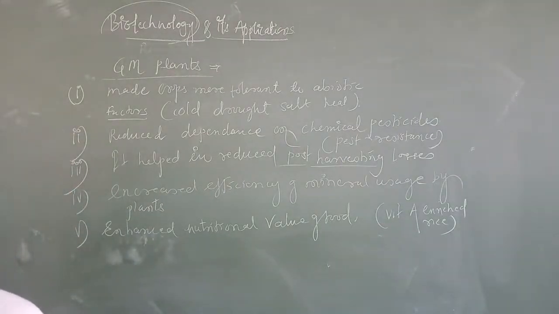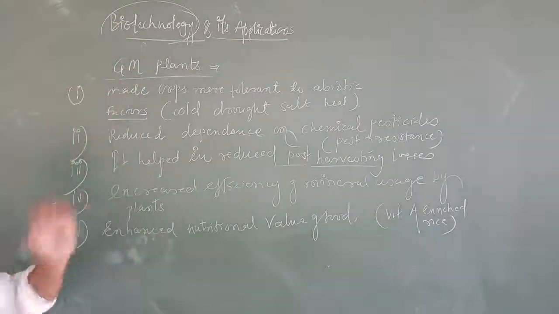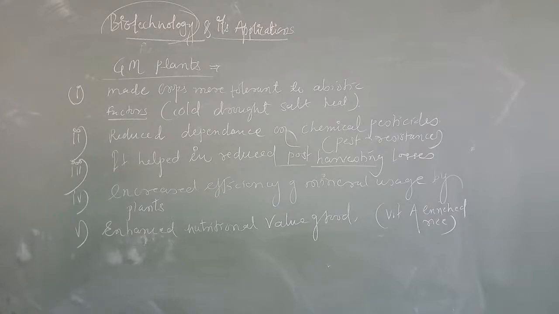So in today's class we discussed the critical research areas of biotechnology. Then we discussed biotechnology applications in agriculture. Then we discussed the definition of genetically modified organisms. Then we discussed genetically modified plants and their salient features.